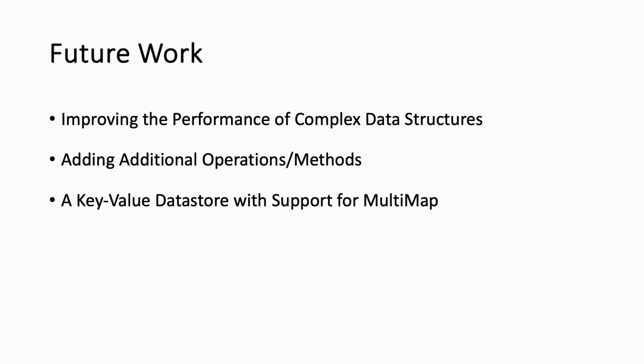Finally, we will discuss some of the future work which can be done in order to improve this project. The first one is trying to improve the performance of complex data structures such as string in the custom implementation in OpenJDK. As we have seen in the experiments, the Google Guava implementation of MultiMap performs better for string data type when compared to our implementation in OpenJDK.